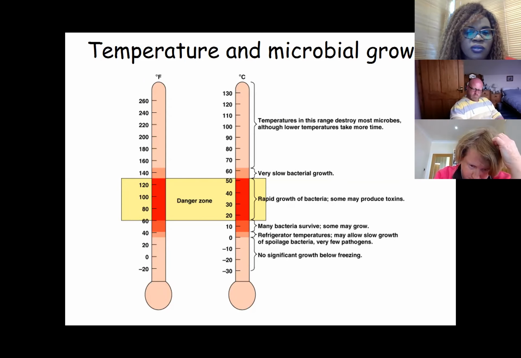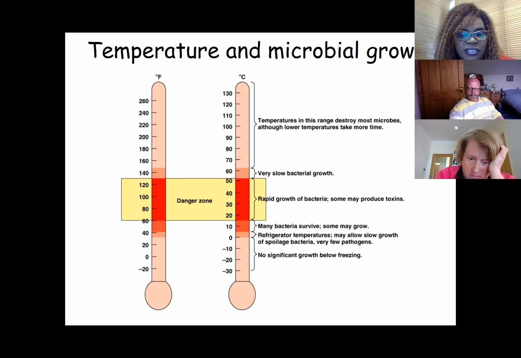Between 50 to 62, very slow bacterial growth, okay? Now, between 15 or 18, thereabout, to 51 or 52, rapid growth of bacteria. Some may produce toxins in this range. Now, lower than that, many bacteria survive, some may grow.